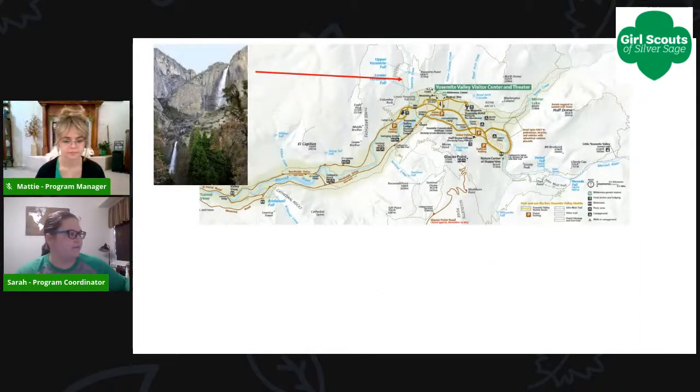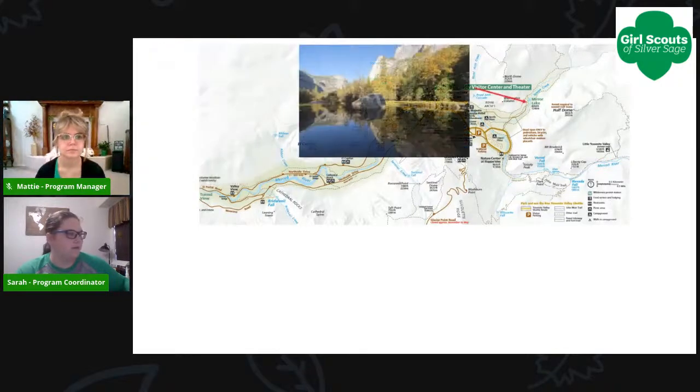The fourth place is called Yosemite Falls. This is actually one of the world's highest waterfalls, and it's broken up into three different ones. It's over 2,000 feet high, which is pretty crazy. Then we have Mirror Lake. This is a 2 mile hike, and it's the best place to see Half Dome, and it's paved and super nice. And it's also one of the only places in Yosemite where you can swim.